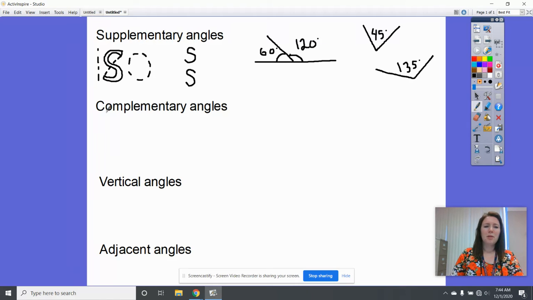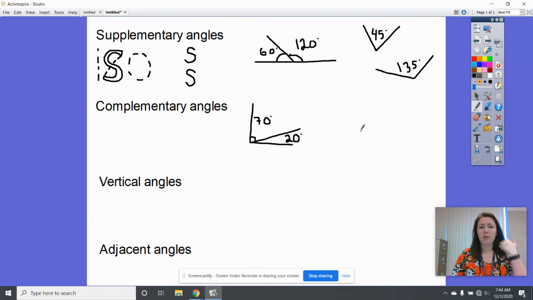The second vocabulary word is complementary angles. These are two or more angles that add up to 90 degrees. So often we'll see something like this that looks like a 90-degree angle with another angle or line in the middle, which is splitting this up into two angles. So for example, if this is 20 degrees, and we know that these two are complementary, they have to add up to 90, then that would mean that this is a 70-degree angle.